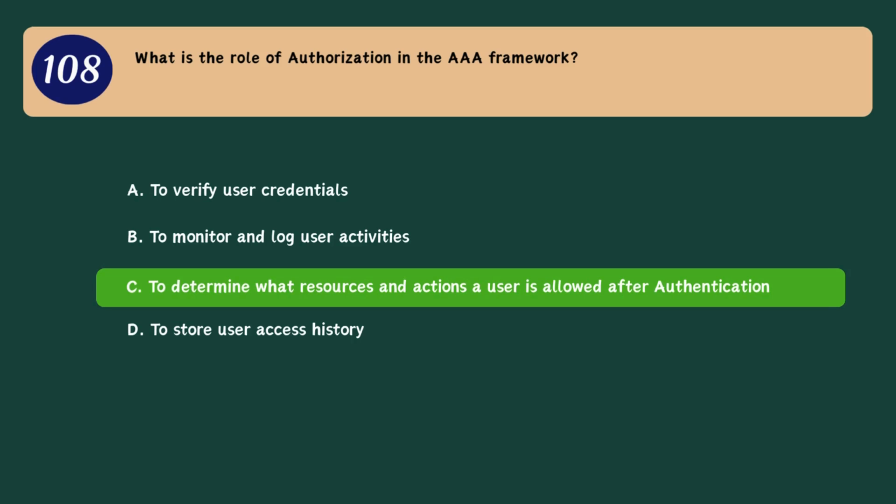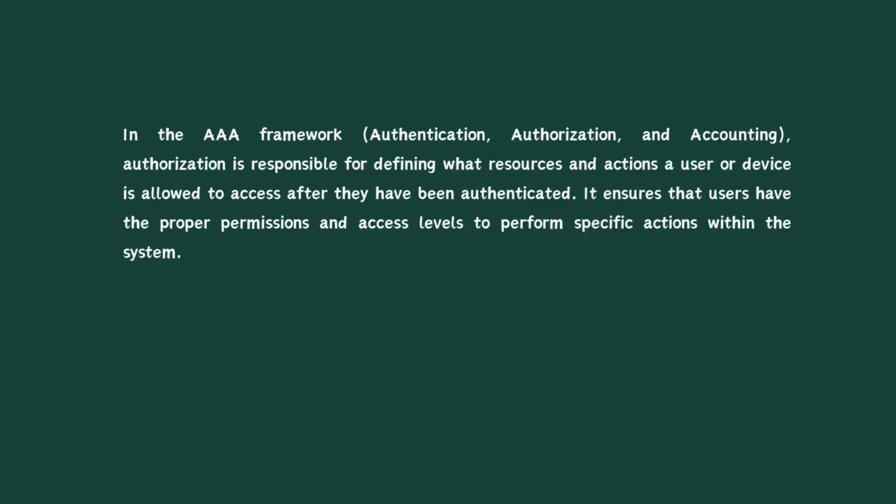Correct answer. C. To determine what resources and actions a user is allowed after authentication. In the AAA framework, authentication, authorization, and accounting, authorization is responsible for defining what resources and actions a user or device is allowed to access after they have been authenticated. It ensures that users have the proper permissions and access levels to perform specific actions within the system.